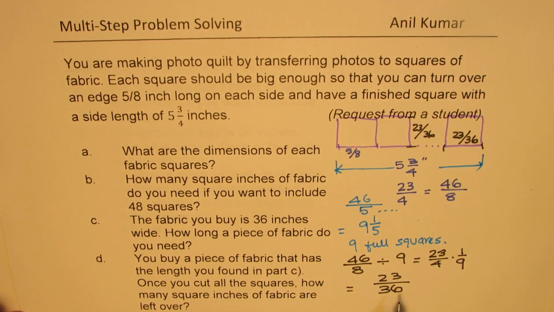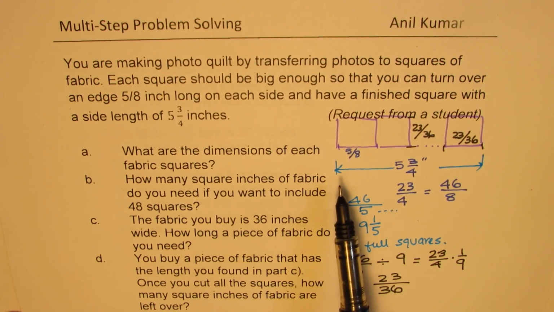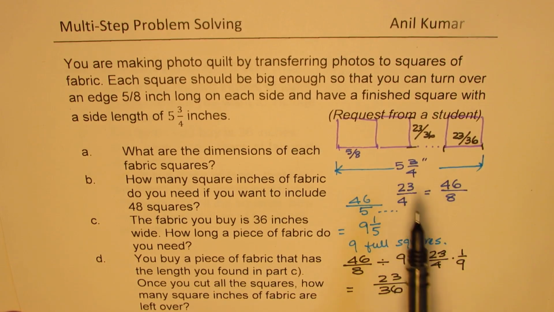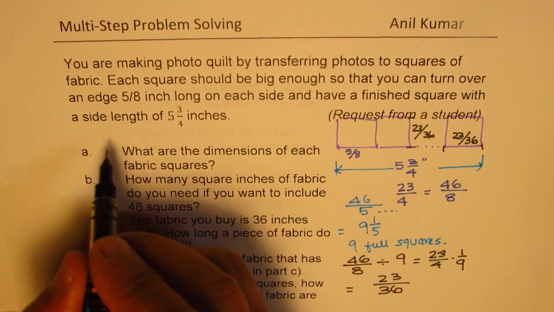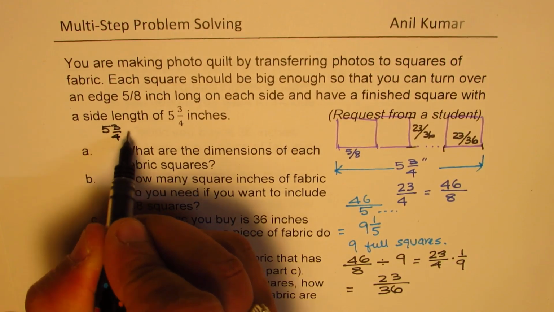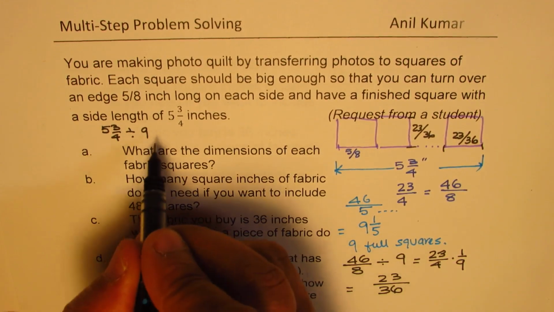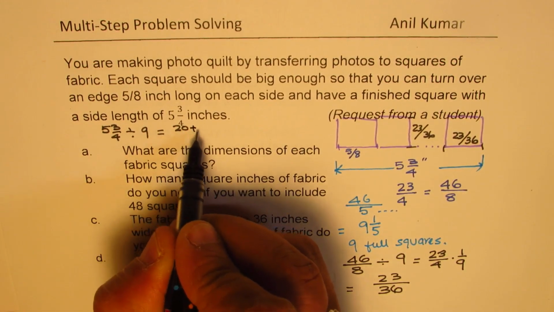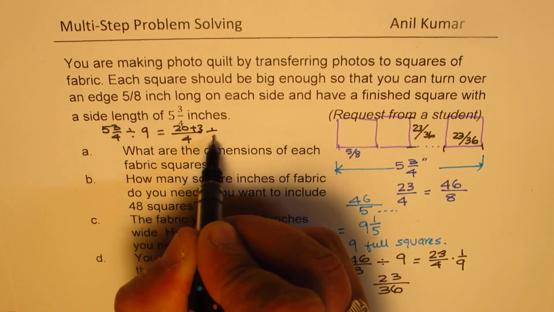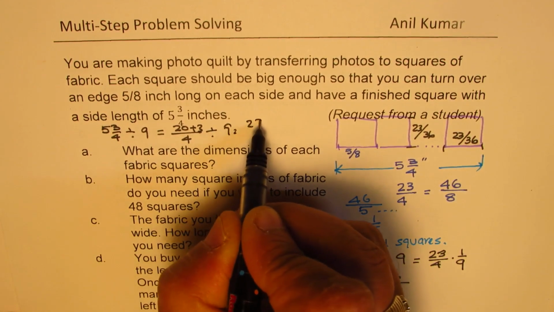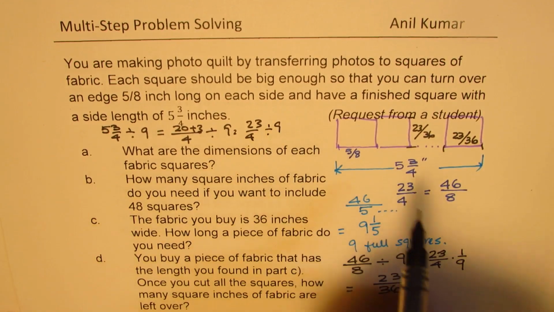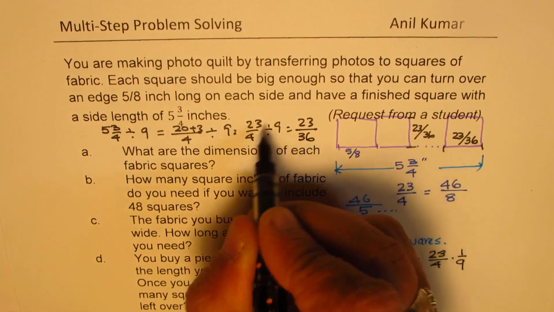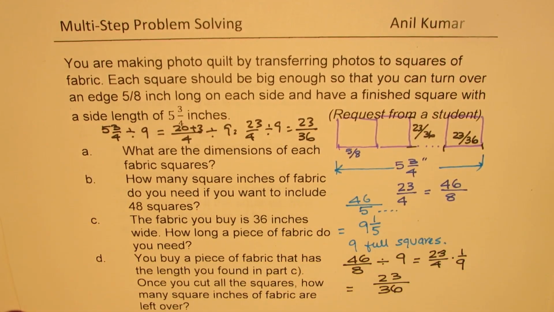So you understand how we got it? We got it from the concept that the total length should be divided into 9 equal parts. You could also think of it as 5 3/4 divided by 9. That means 5 times 4, 20, plus 3 over 4, which is 23 over 4, divided by 9, and that gives you this answer, 23 over 36, as we showed here. Is that clear to you?